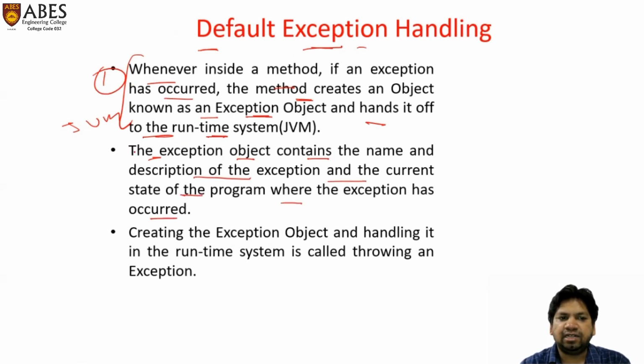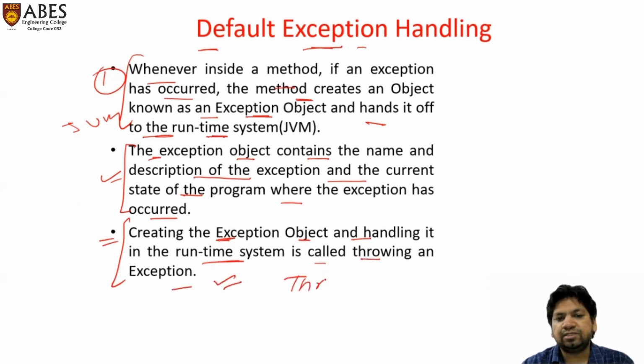Where the exception has occurred, the description of the current state is inside the object. It is called default exception handling. What happens by default? It is done by the JVM. In the third part, you can see that creating the exception object and handing it to the runtime system is called throwing an exception.